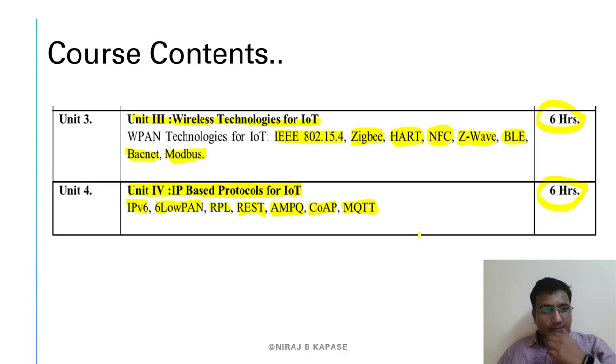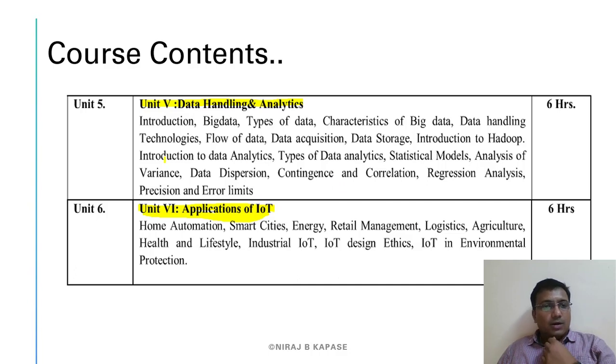Now we'll move forward. Unit number 5, as I already explained, consists of data handling and analytics. In this we are going to learn different data analytics tools and software used, an introduction to those, what is big data, types of data, characteristics of big data, data handling technologies, the flow of data, how the data flows, data acquisition systems, then data storage systems. These are the basic parts of big data.